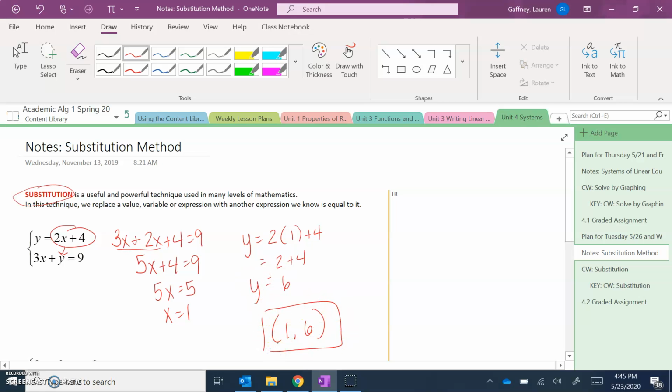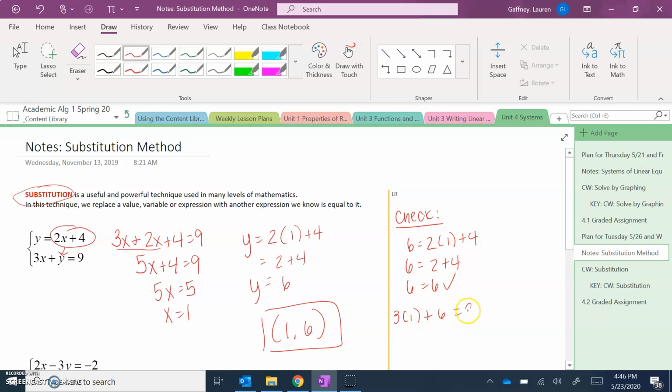So you can check this. You don't have to do this every time, but if I wanted to do a check, and I put 6 in for the y in the top one, and 1 in for the x in the top one also, I would get 6 equals 6. Now, it should work in the bottom one as well. So I have 3 plus 6 equals 9. I put the 1 in for the x, the 6 in for the y, and sure enough, 9 equals 9. That's true also. So a quick way to check is you could plug it into both of them and see if it comes out to a true statement.